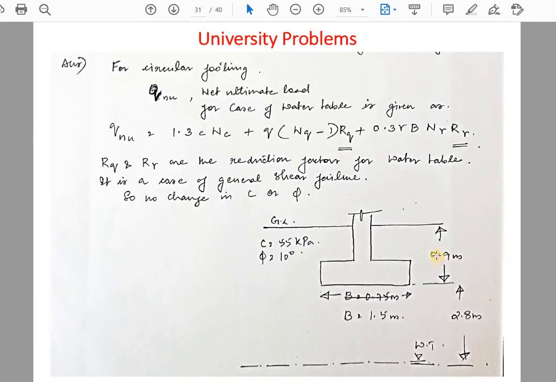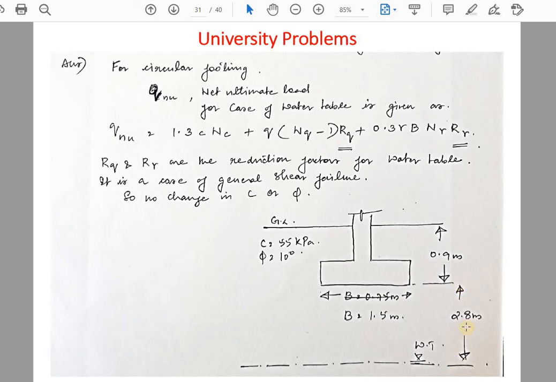sorry, here there is some mistake in the figure. The water table here is at a depth of 2.8 meter beneath the ground surface. So here I have made a mistake. I marked 2.8 meter beneath the base of the footing. So the 2.8 meter will be coming from here. From here it is at a depth of 2.8 meter. That means this will be a different case. So okay, we will solve it this way only because you have another case coming. So let us take that water table is at a depth of 2.8 meter from the base of the footing.